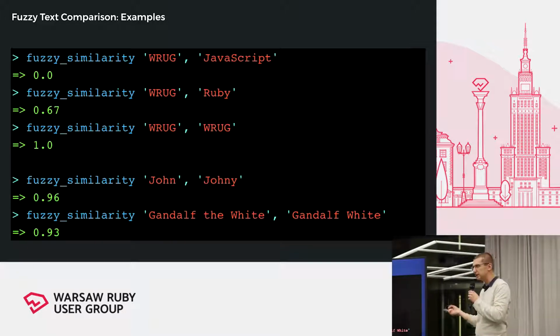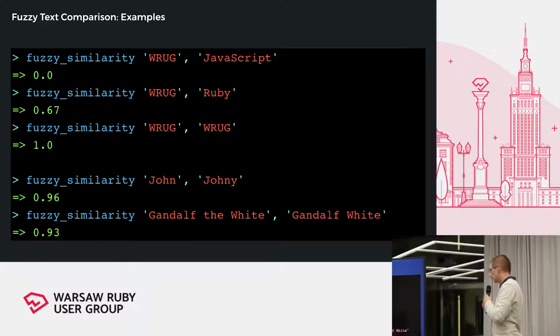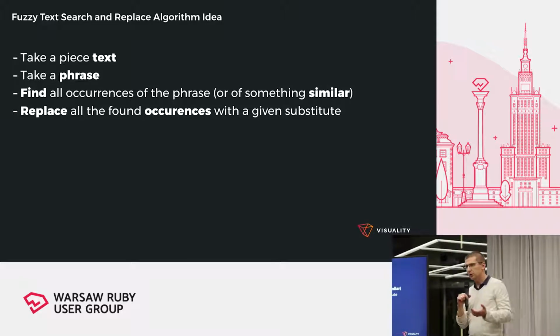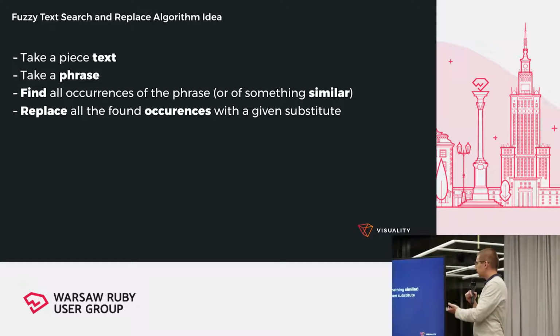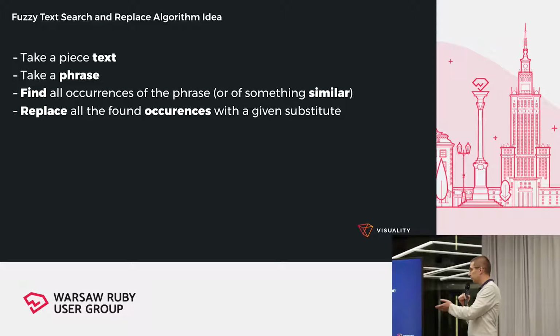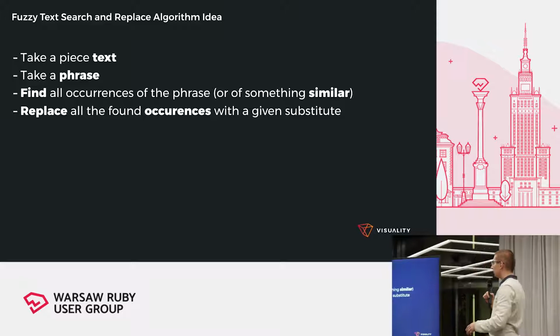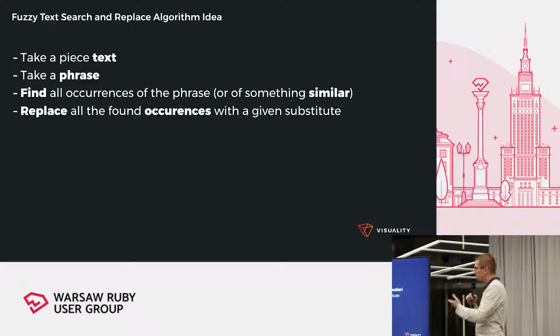That still doesn't answer how to find those company names and how to replace them in the job offer descriptions, but let's go there. Let's think how such an algorithm should work. So we have to take a piece of text and take a phrase. Find all occurrences of the phrase. This we had covered already by gsub. However, now we can also find something similar to that phrase. And once we do that, we can replace all the found occurrences with a given substitute.